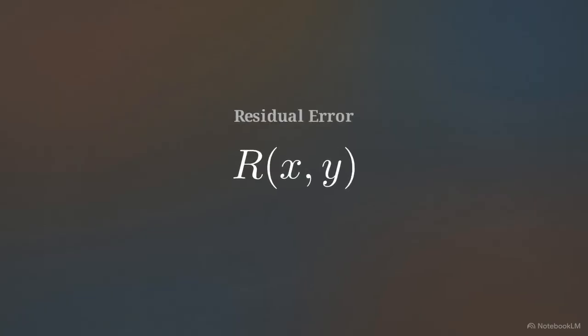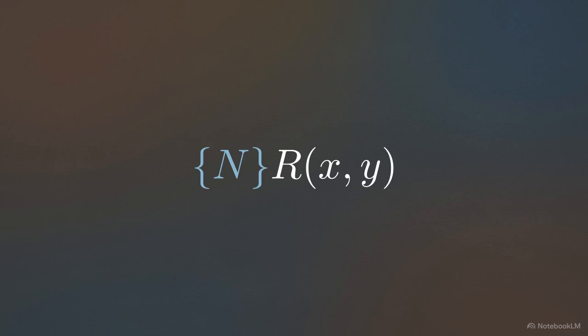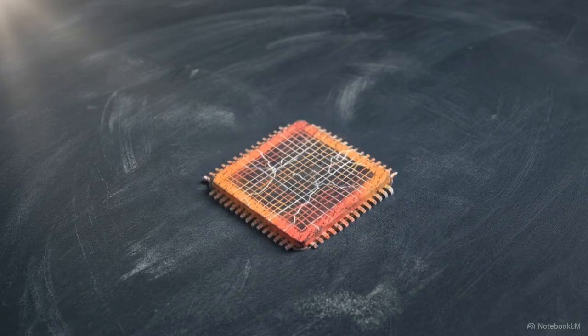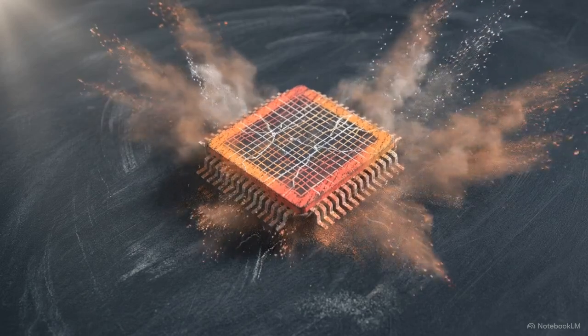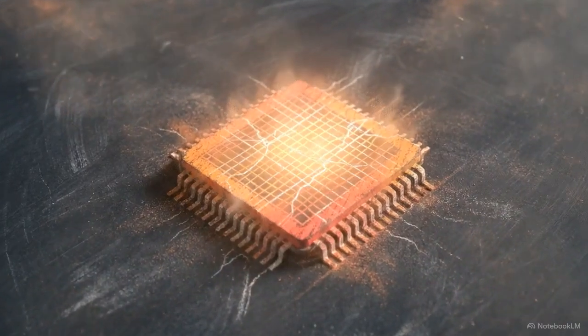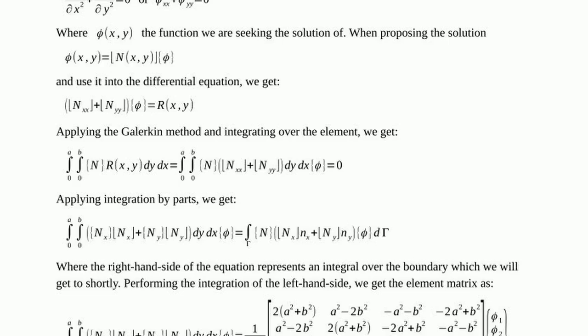To apply the Galerkin method, we take that resulting residual error and multiply it by our known weight functions. We then integrate this product over the element's entire width a and height b. By forcing the result of this total integral to equal zero, we mathematically minimize the overall error across the element. This initial formulation successfully binds the error. However, it relies entirely on evaluating second-order derivatives on the shape functions, a significant computational constraint for a solver. Here, in the resulting integral, you can see those specific second derivative terms, designated as N_xx and N_yy.